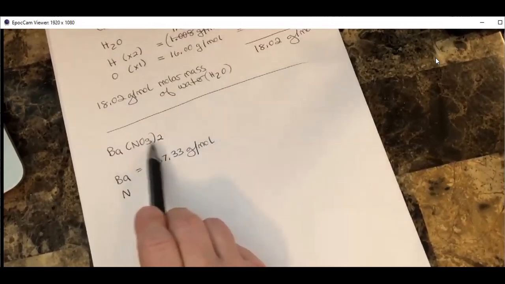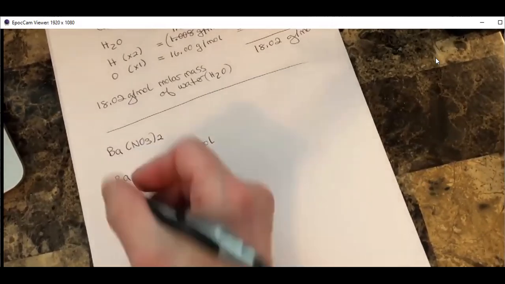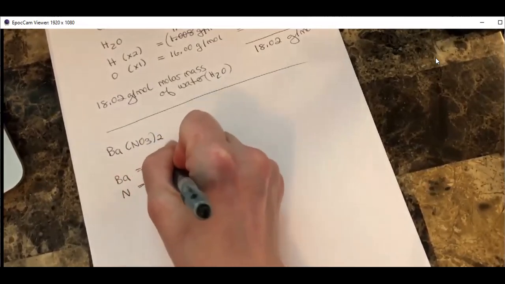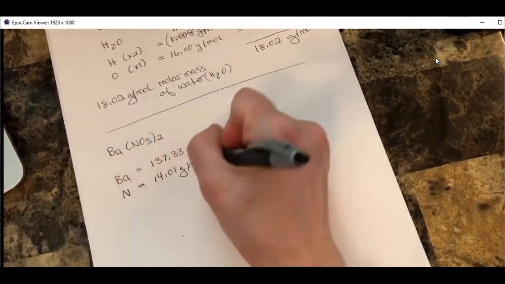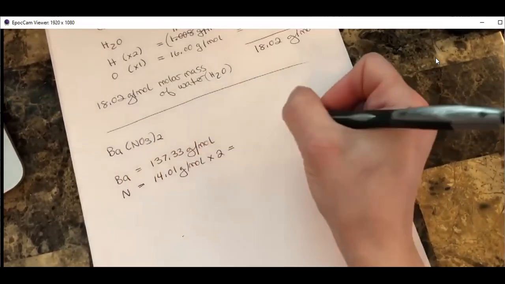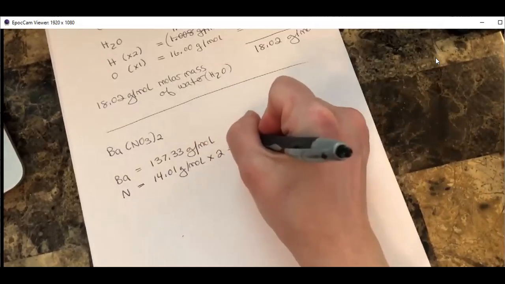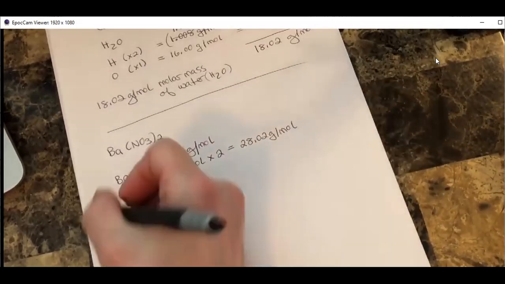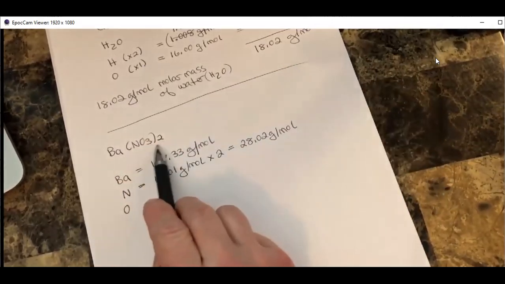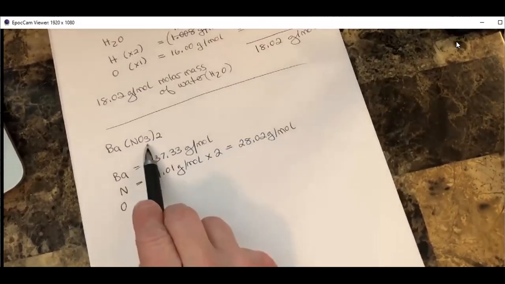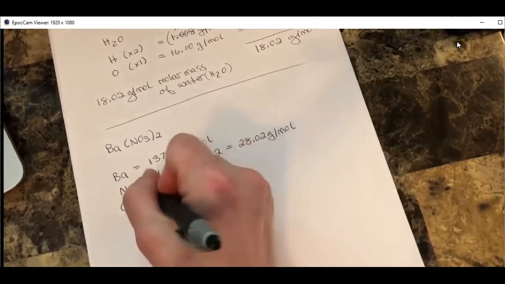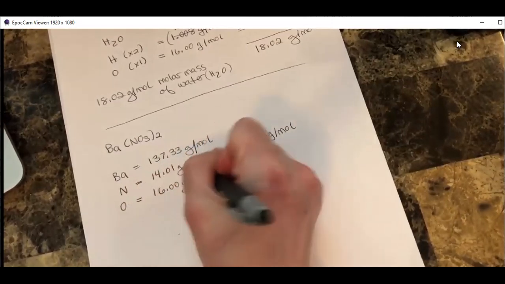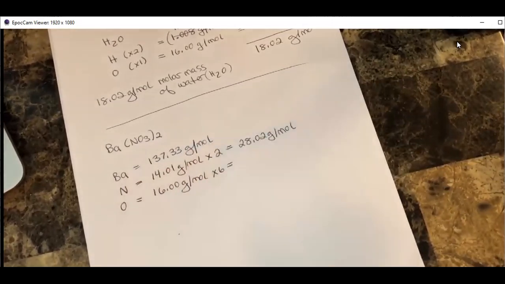Nitrogen has, there's 2 of them in there. Remember, the 2 on the outside of the bracket applies to everything inside. So we're going to find out nitrogen has 14.01 grams per mole times 2. So that's going to be what? 28.02 grams per mole. Okay. Look at oxygen. How many oxygens are there here? You've got 3 in the bracket times 2. You're going to have 6 of them. And oxygen has 16.00 grams per mole times 6, okay?